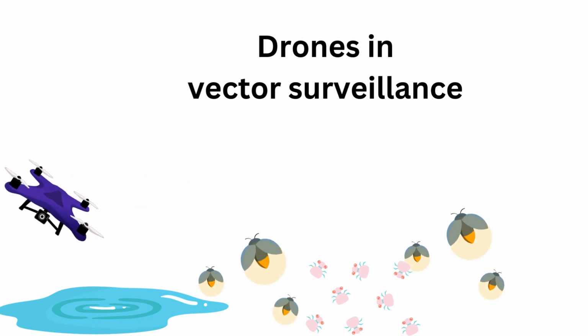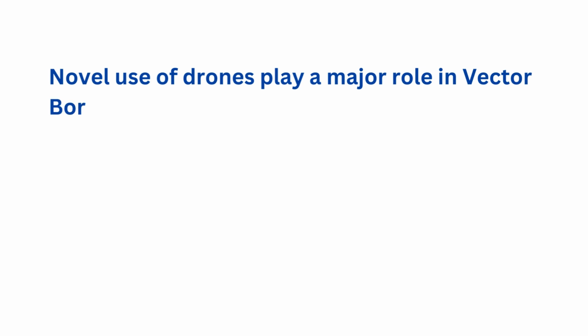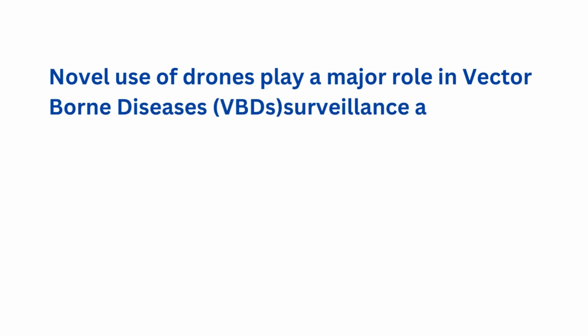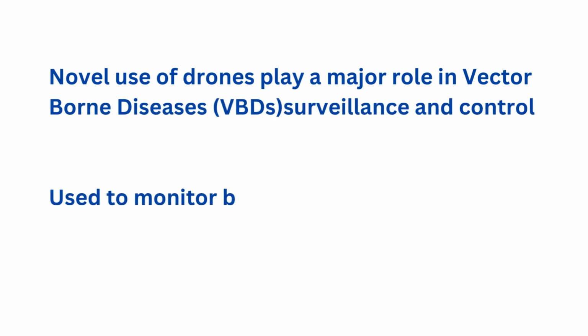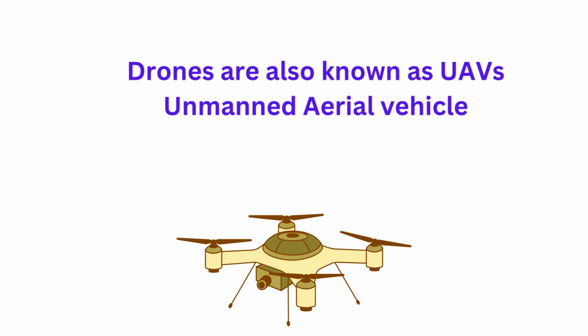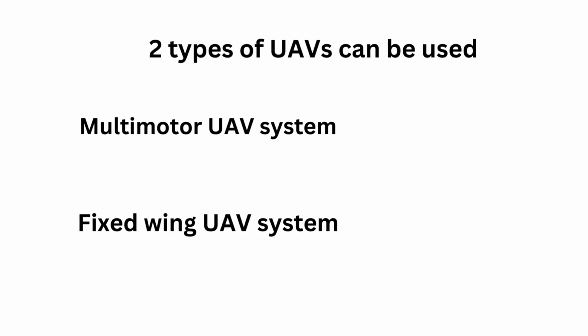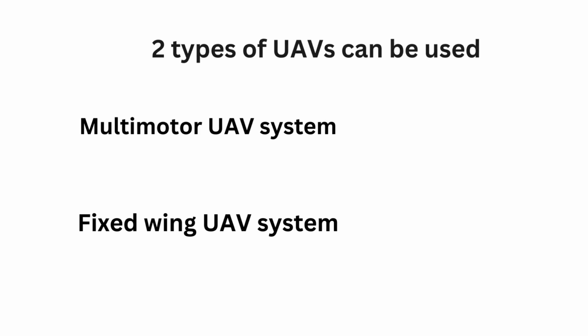Drones in vector surveillance. Novel use of drones plays a major role in vector-borne disease surveillance and control. They are used to monitor vector breeding sites and in spraying insecticide. Drones are also known as UAVs, that is, unmanned aerial vehicles. Two types of UAVs can be used: multi-motor UAV system and fixed-wing UAV system.